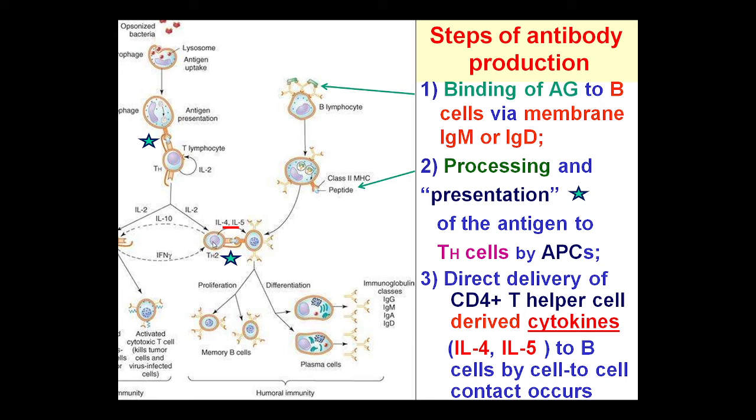What you see here, that T helper type 2, after stimulation by the antigen presentation of antigen, stimulation of interleukin 2, in the presence of interleukin 4 and 5, they additionally stimulate B lymphocytes for replication, for transformation to the plasma cells and producing of the immunoglobulins of different types.